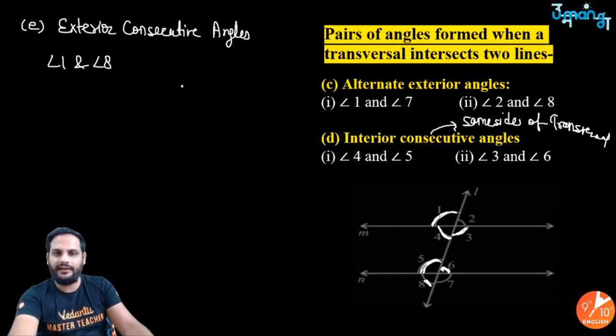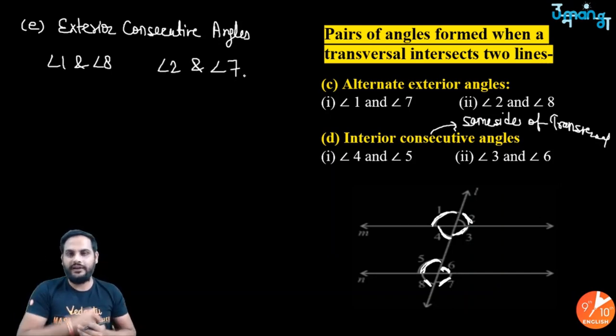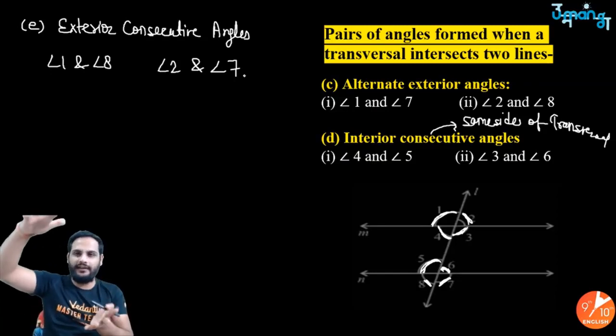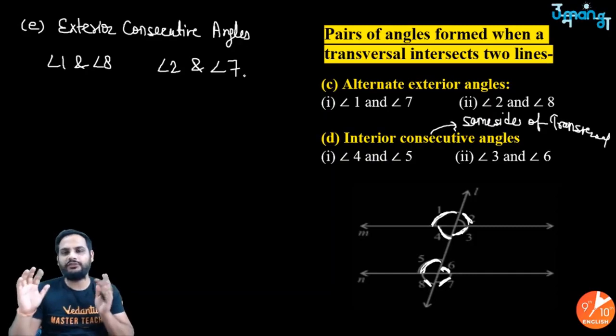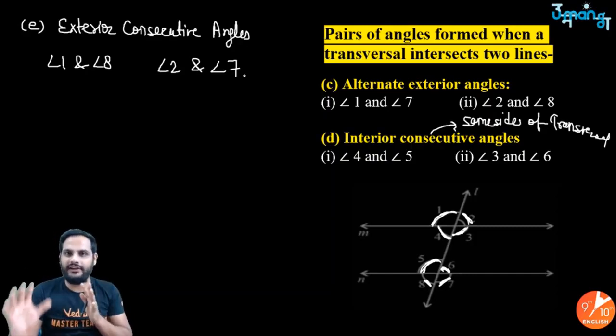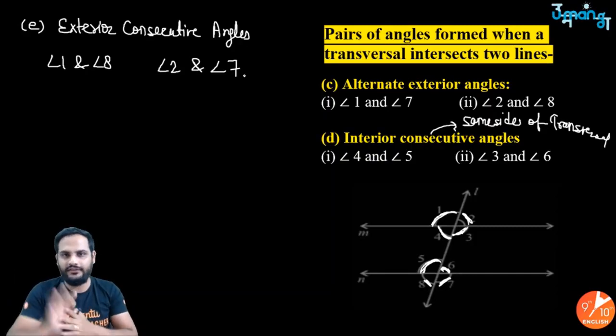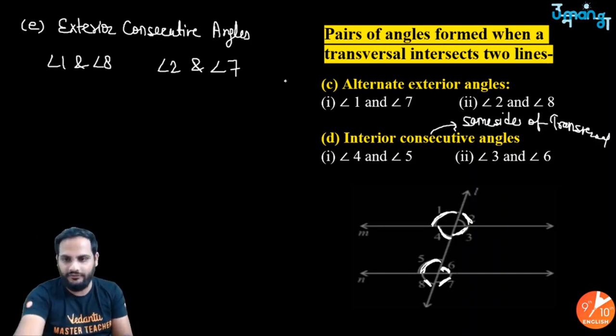So angle 1 and angle 8. Second, angle 2 and angle 7, same side, angle 2 and angle 7. So they are on the same side out of these exterior angles. Okay? So if you understand interior and exterior, alternate and consecutive, you will never face difficulty in naming those angles. So these are your 5 kinds of different angles formed.